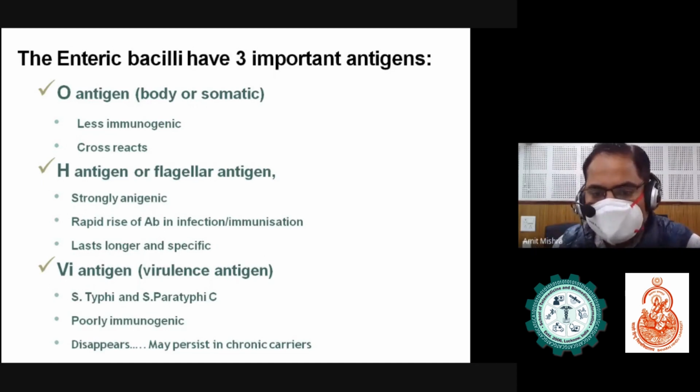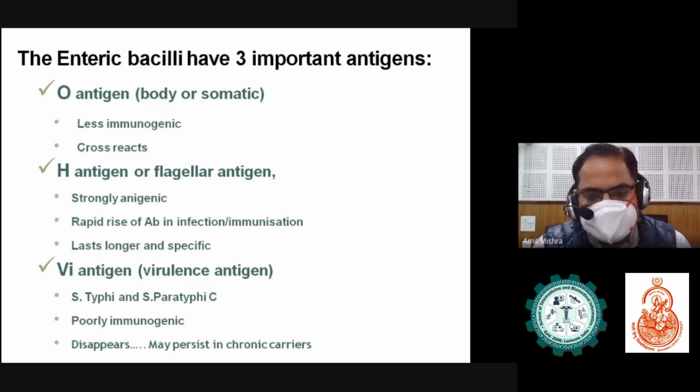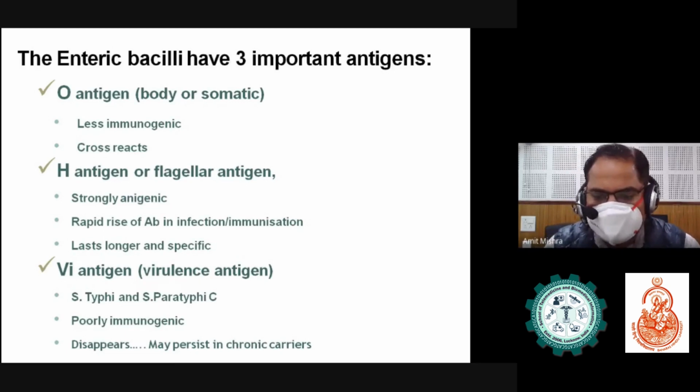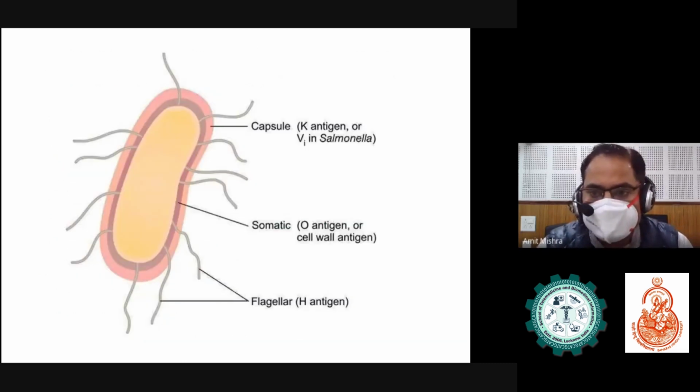Vi antigens, the virulence antigens, are found in both Typhi and Paratyphi C. They are poorly immunogenic and disappear earlier, but may persist in chronic carriers. This is the diagram of Salmonella typhi. You can see it is flagellated, and its size. We are showing the capsule, the somatic O antigen, and the flagellar antigens.